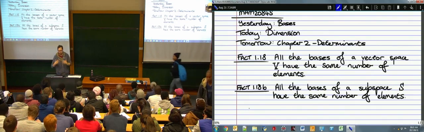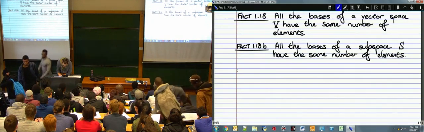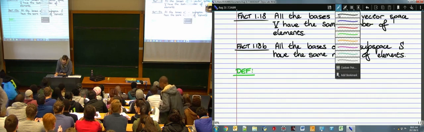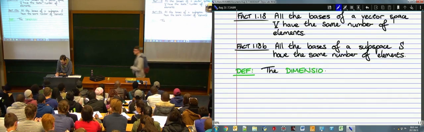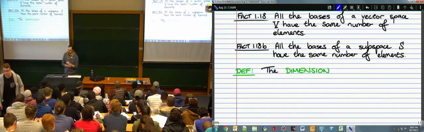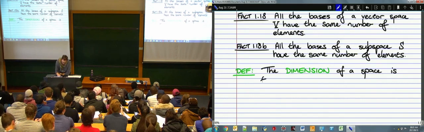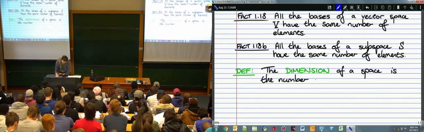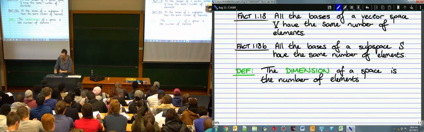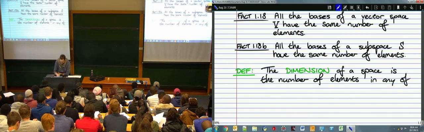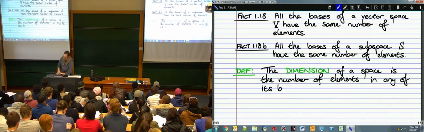But these two facts here motivate the following definition for the dimension of a space. The dimension of a vector space or of a subspace, I guess we can just say the dimension of a space, is the number of elements in any of its bases. Or maybe in all of its bases. No, then it sounds like you're adding it up. Let's leave it as any of its bases.